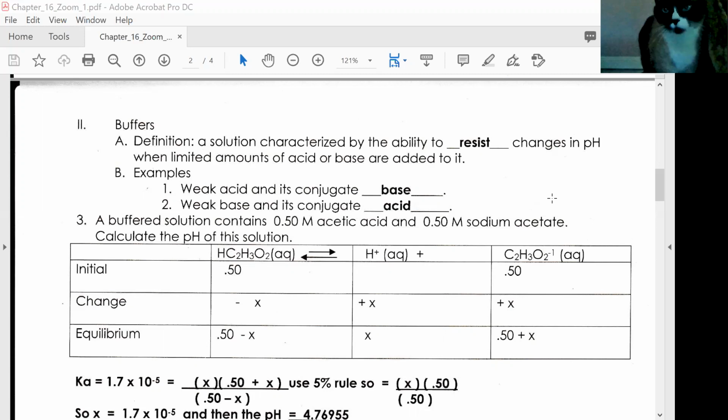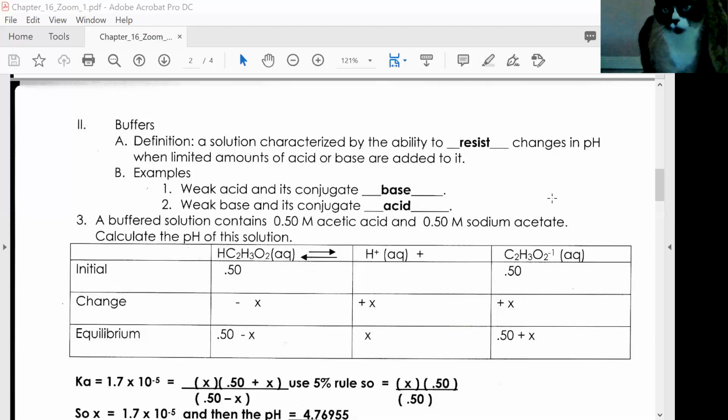So let's do a problem with buffers, and we're going to do an ice table. A buffered solution contains 0.5 molar acetic acid and 0.5 molar sodium acetate. Calculate the pH of this solution. And remember, sodium is a spectator ion, so we're going to ignore the sodium. So let's start by filling in your initial. Acetic acid, 0.50. Acetate, 0.50. Then we'll do our change.